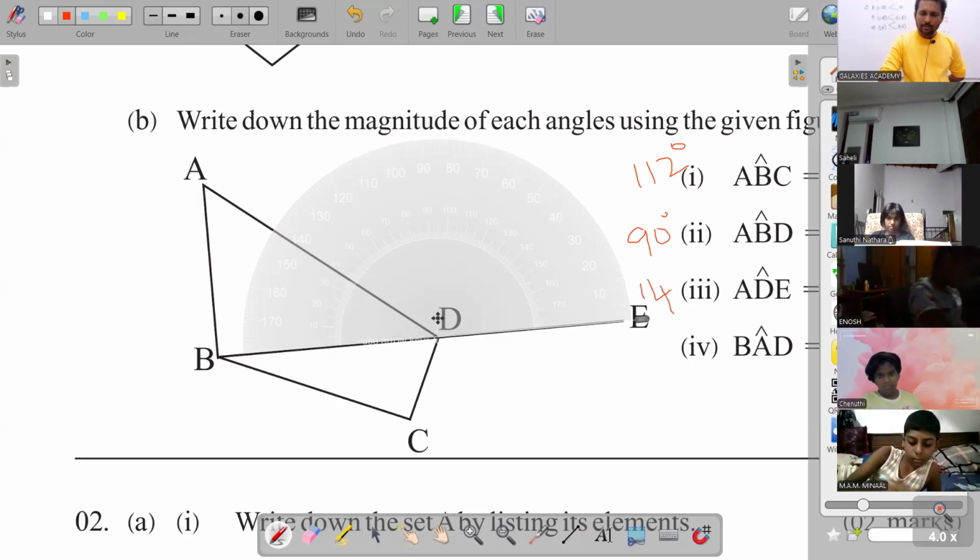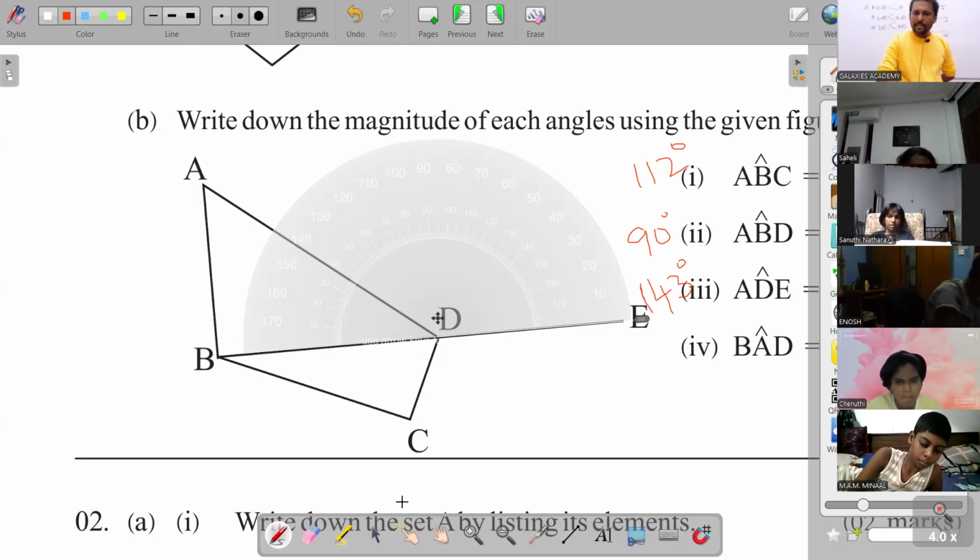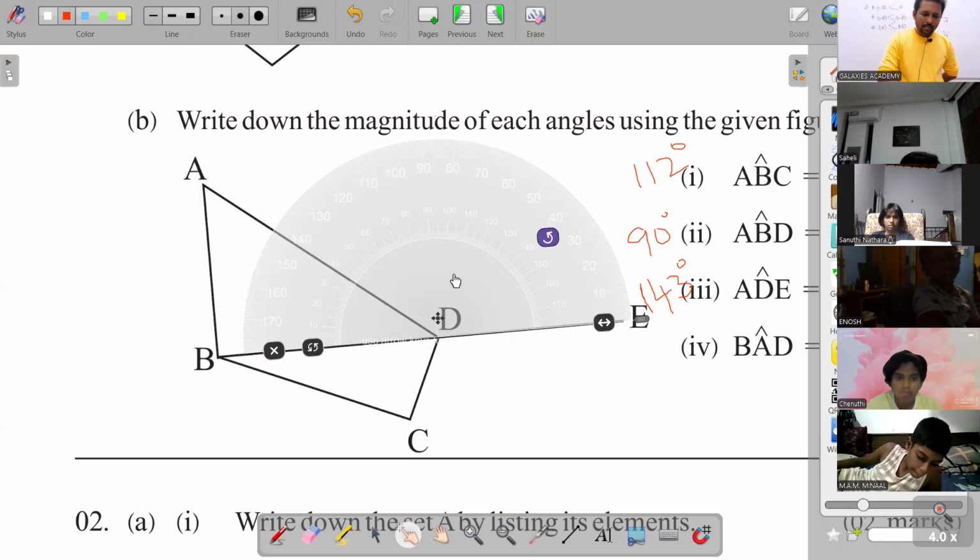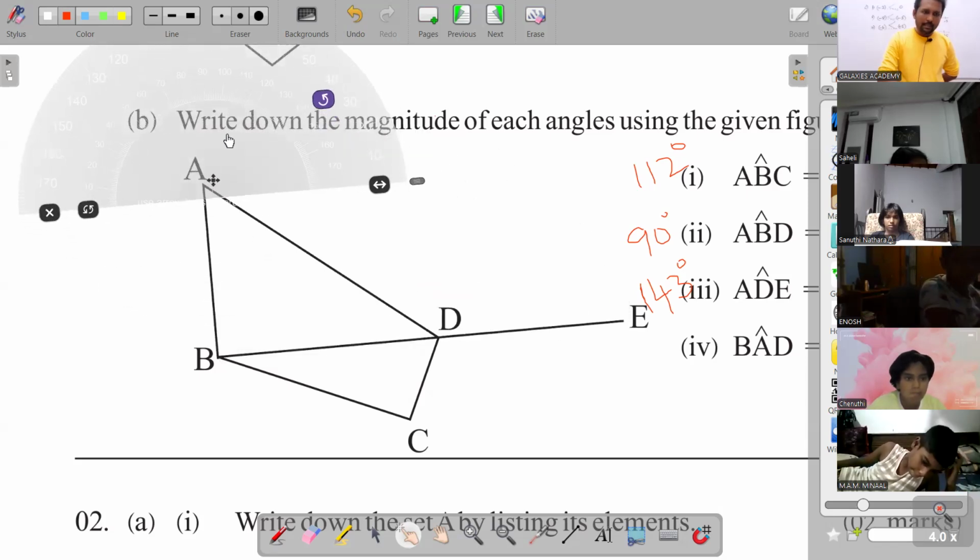143. And the last one is BAD angle. BAD angle means this angle. Okay, you have to measure. So I have to keep the protractor like this.